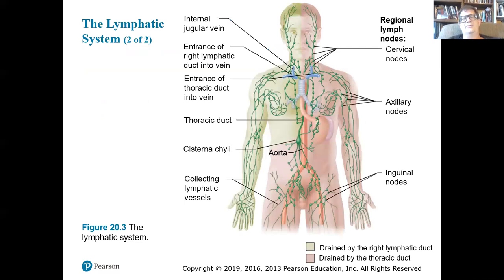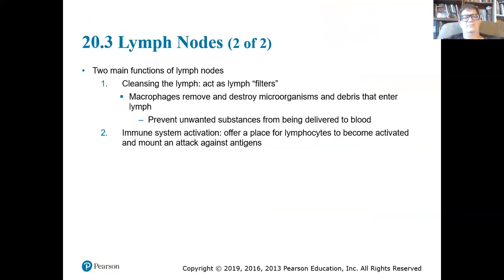And so, yeah, I would say this picture here, figure 23, know it. Be able to identify where those nodes are, what their names are. All right, so what are the main functions of lymph nodes? Cleaning the lymph, acting like a filter. What that means is you have lots of white blood cells there that are eating bacteria and stuff that go by. So macrophages remove and destroy the microorganisms that enter the lymph. They stop unwanted stuff from being delivered to the blood.